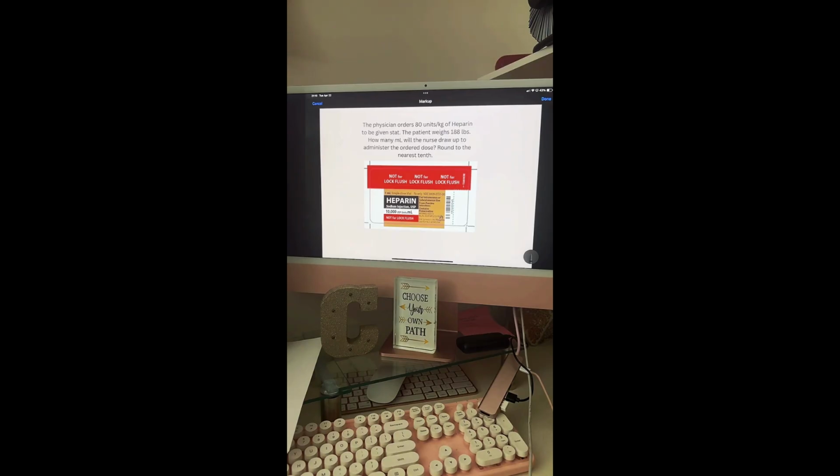All right, so the physician orders 80 units per kilogram of heparin to be given stat.